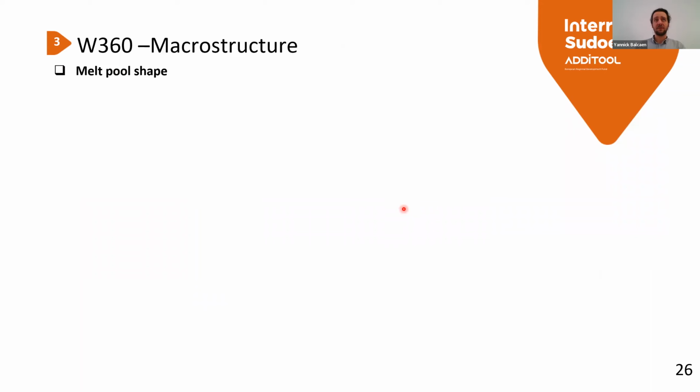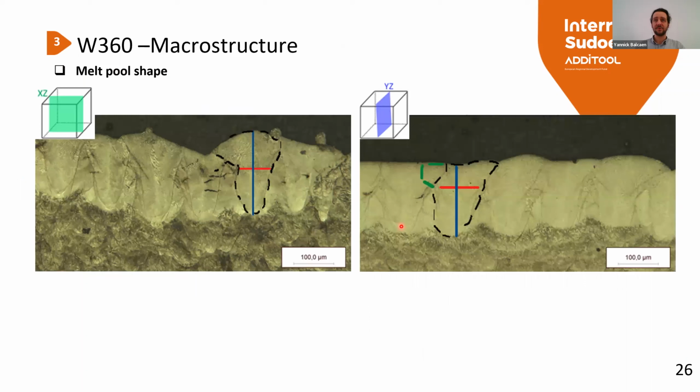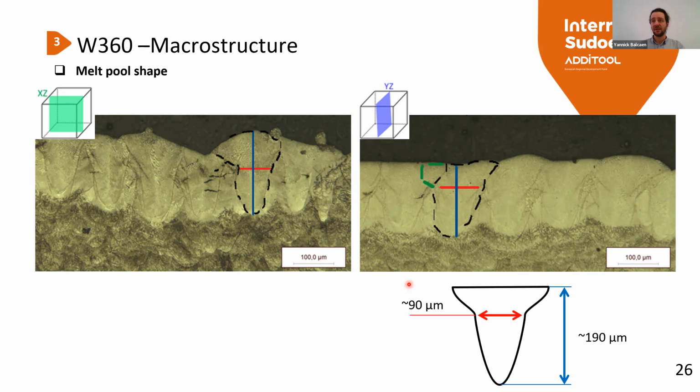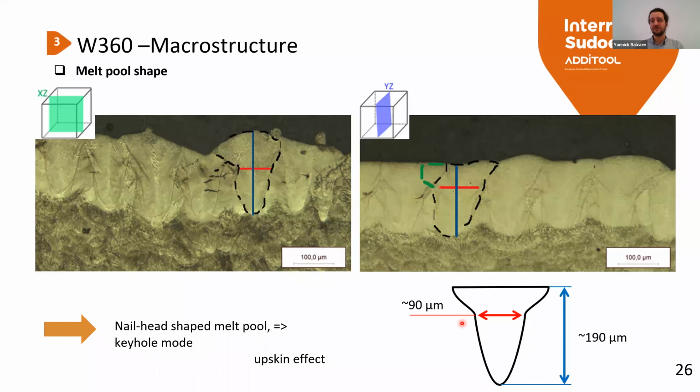So concerning macrostructure, we have measurements of the melt pool shape on the last layer produced. We have a nail head shape approximately 100 microns wide and 200 microns high. It's only visible in the upskin, and we can observe that the chemical etching is very different between this last layer and the rest of the material.